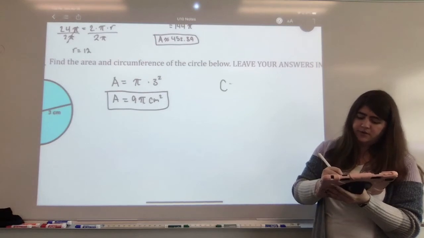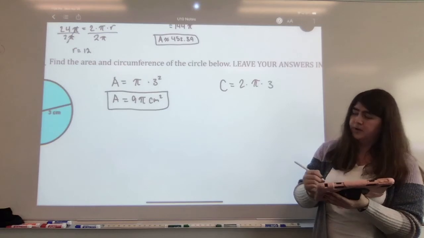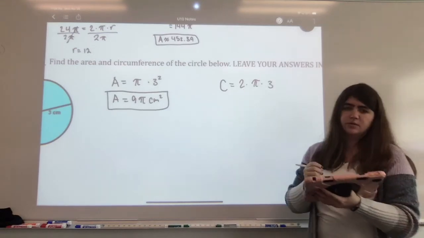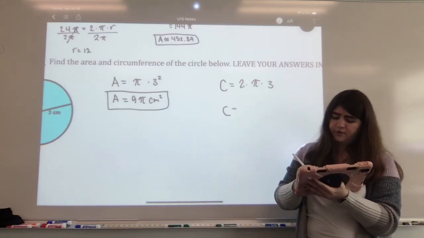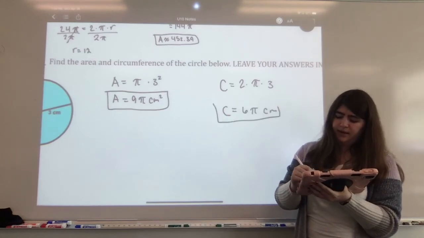And then circumference will work much in the same way. So we have circumference is equal to 2 times pi times our radius, which is 3. 2 times 3 is equal to 6. So my circumference is equal to 6 pi centimeters. And that is my answer.